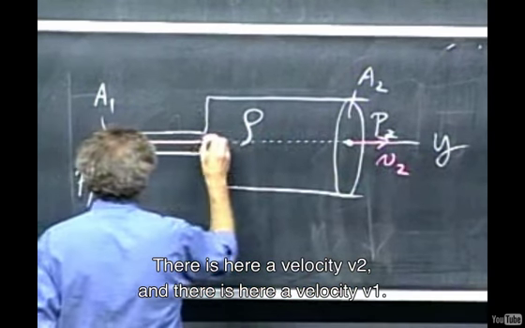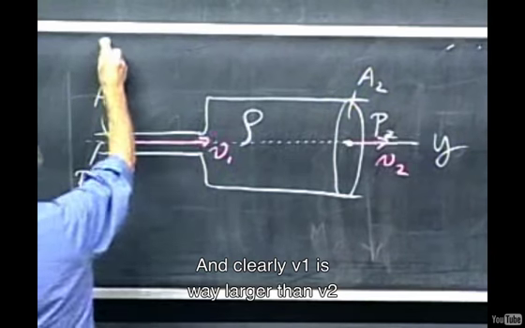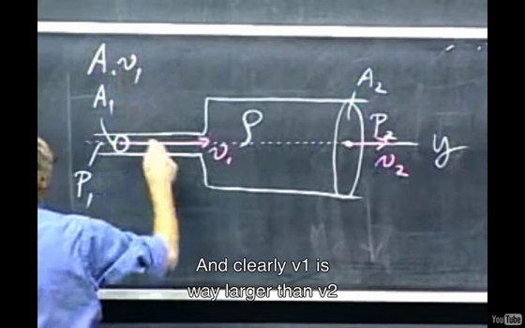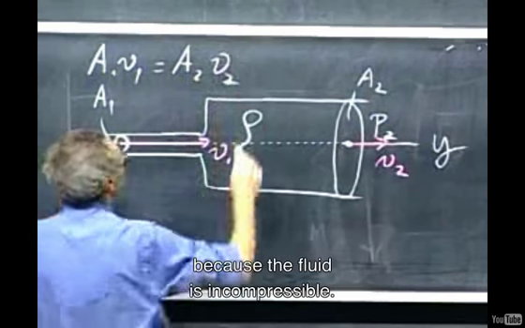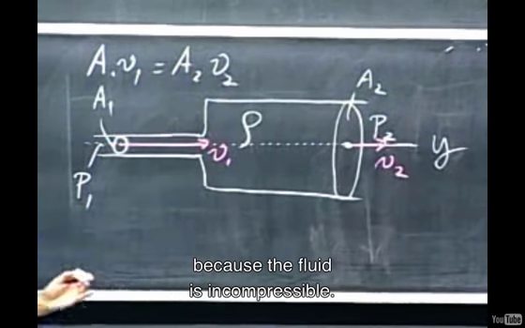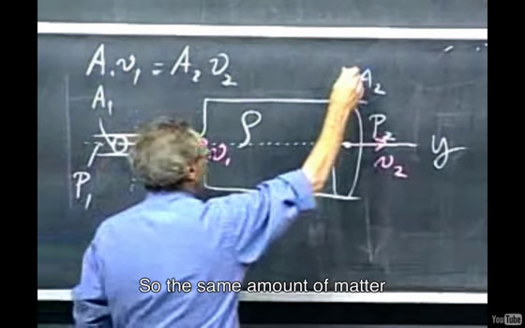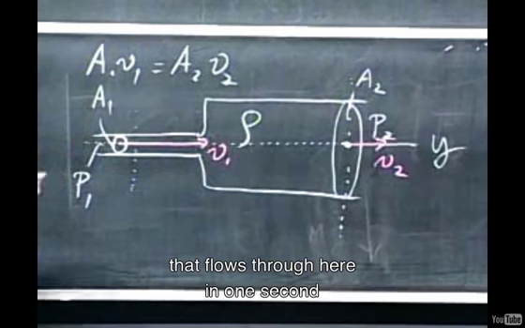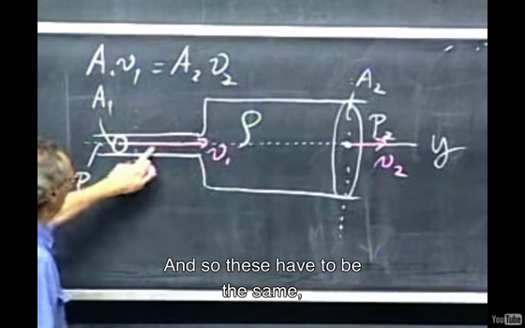And clearly V1 is way larger than V2, because A1 times V1 must equal A2 times V2, because the fluid is incompressible. So the same amount of matter that flows through here in 1 second must flow through there in 1 second. Since A1 is much smaller than A2, V1 is much larger than V2.